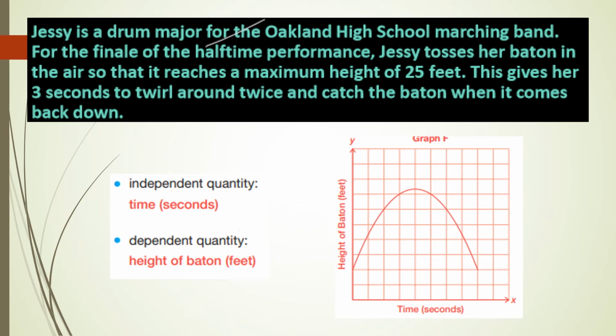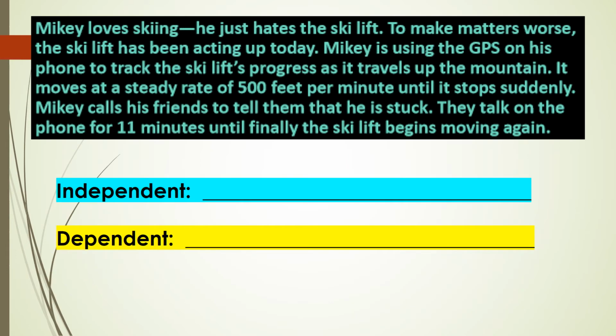Your dependent quantity, which is your y-axis, is the height or the distance that she throws the baton up in the air, and your unit of measurement is feet. I've already shown you the graph to the right, and this is a quadratic graph. It is a U-shape, a parabola. We will be looking at those later. Look at this real world scenario.